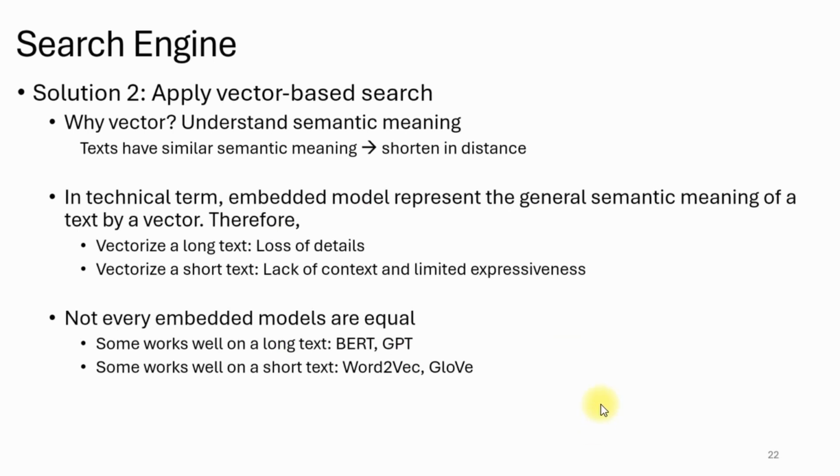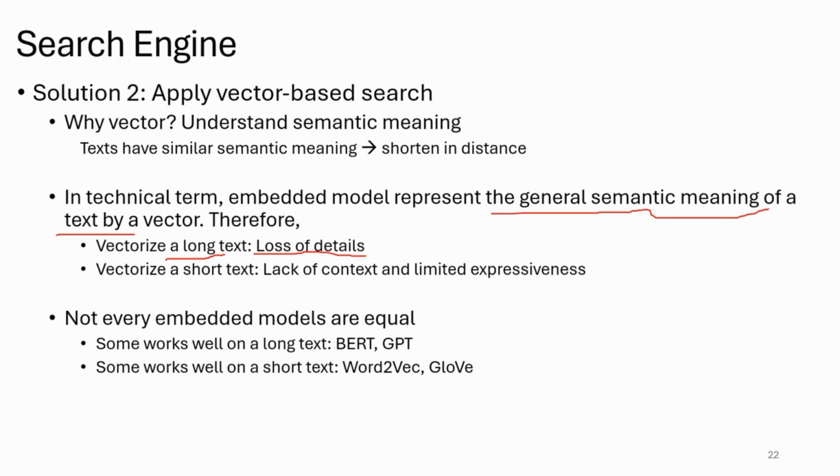Now here comes the problem. There are many types of embedding vectors, and sadly not every embedding vector is equal. Technically, an embedding vector represents the general semantic meaning of a text by a vector. Therefore, they have two drawbacks. Number one, if you vectorize a long text, you lose the detail. Imagine you have a long text that describes, I'm in Dfocus, I may feel sad for a few days, but Dfocus is a good company, I meet a lot of people, I'm feeling very happy, and so on, which means the text is very, very long.